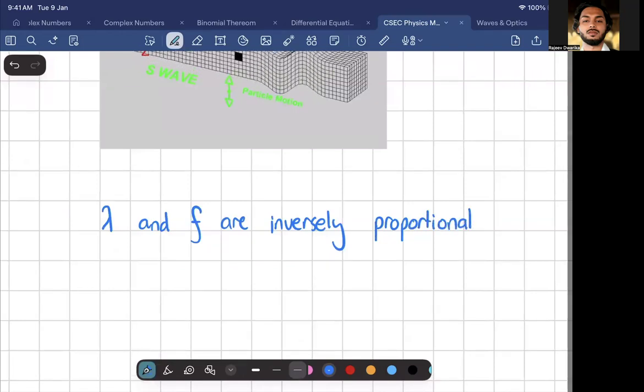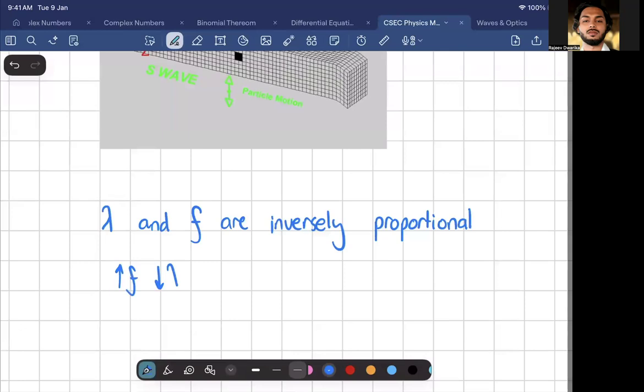All right. So, Nikolai, if I have a really large frequency, what do you think I'd have? If I have a huge frequency, I would have a what? A small wavelength.